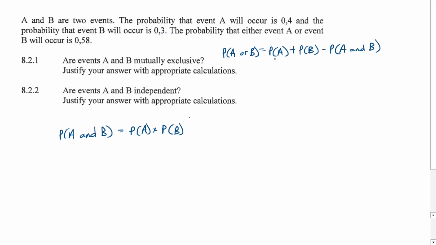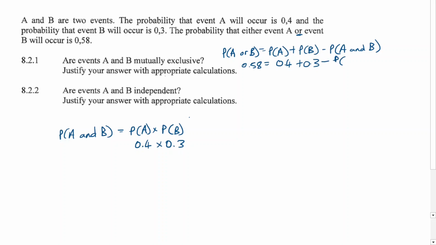Probability of A is 0.4. And the probability that event B will occur is 0.3. The probability that either event A or B will occur is 0.58. So there's the word or, so 0.58.